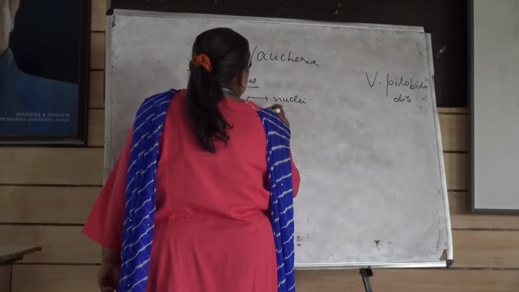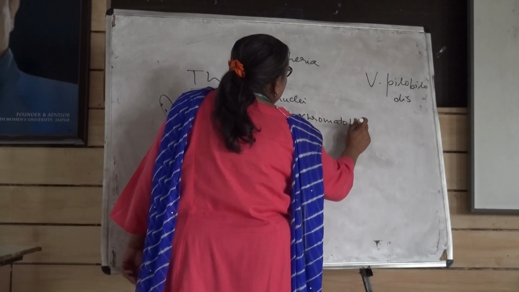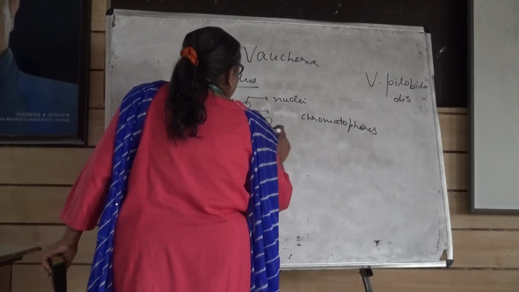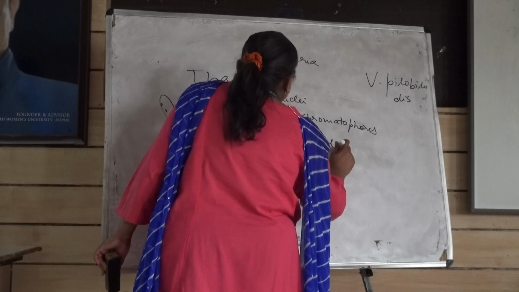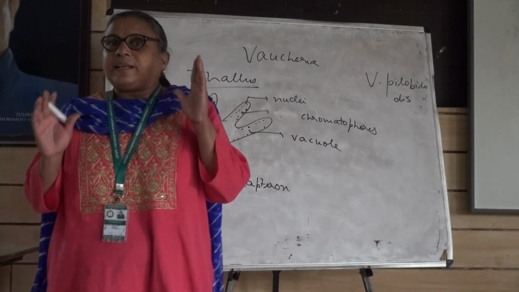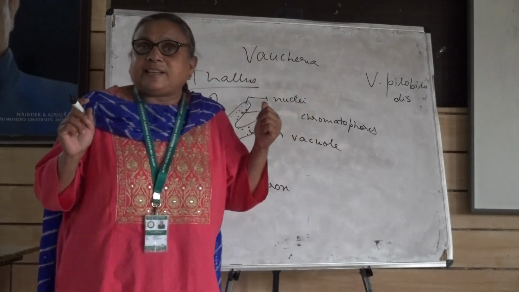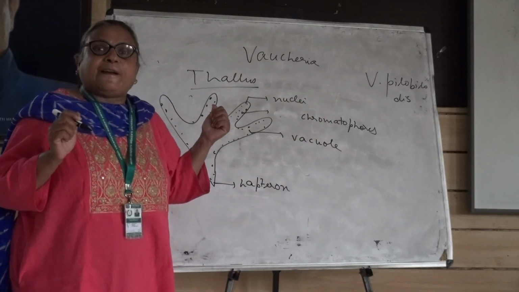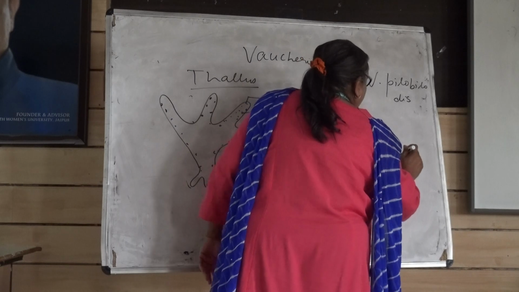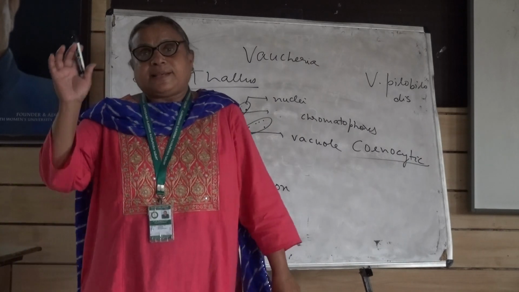Inside the cell there are the chloroplasts, or we can say chromatophores. And this is the central vacuole. The Vaucharia thallus is sparingly branched. It is coenocytic in nature, and it is also siphonaceous.